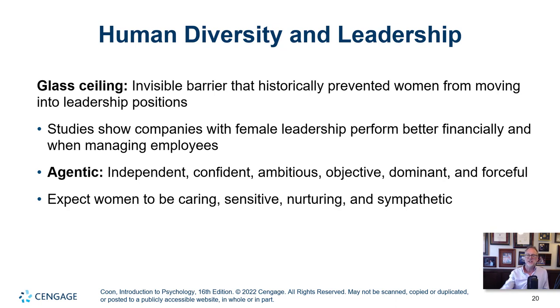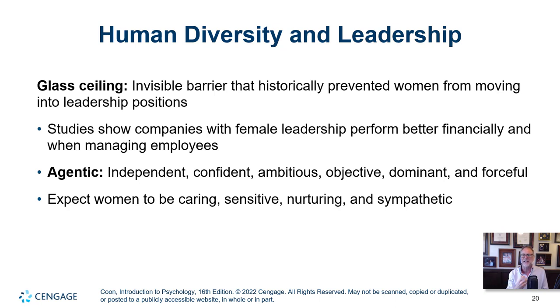Some studies show that companies with more women in leadership roles perform better financially and when managing their employees. So female managers, even though a lot of research shows that they're better leaders and people are more receptive to a female leader, are still not paid as much. There's one report in the book you may have read about.